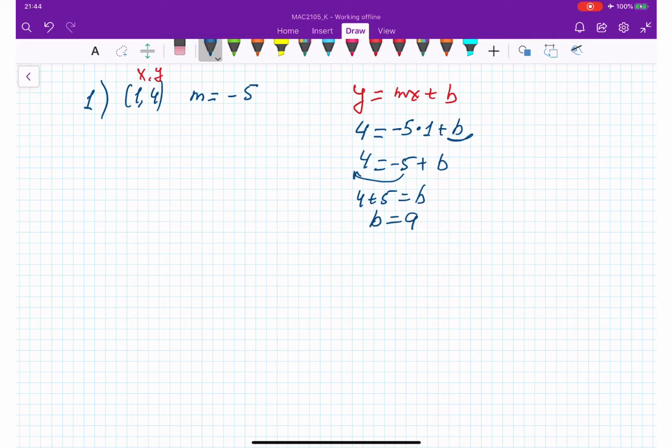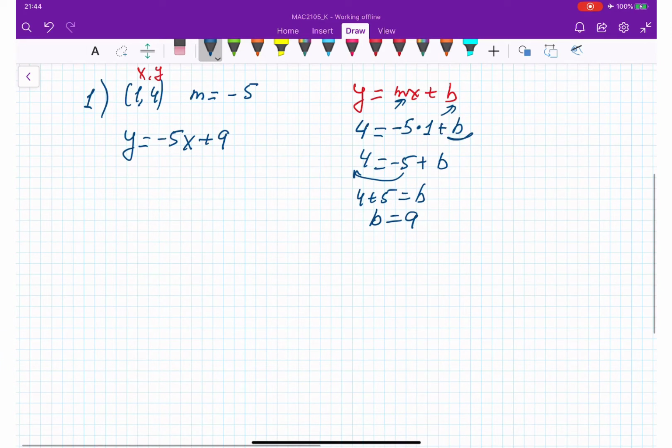Okay, I have m, I have b. So my equation is going to be y equals -5 times x plus 9. But it's asking to write it in standard form. When it says standard form, that means x and y have to be on one side and the constant term on the other side, which means once I move -5x to this side, I will get y plus 5x equals 9. And that's going to be standard form.